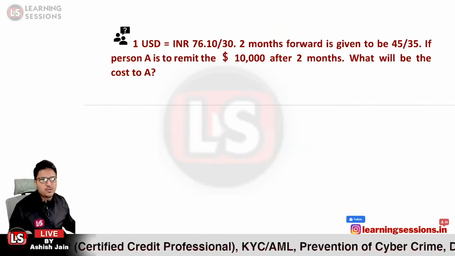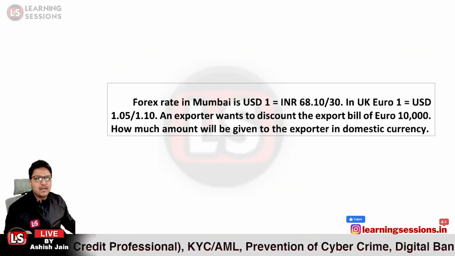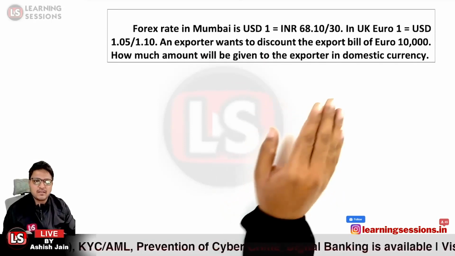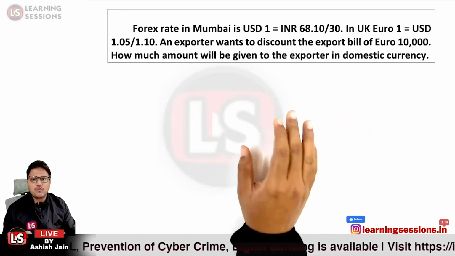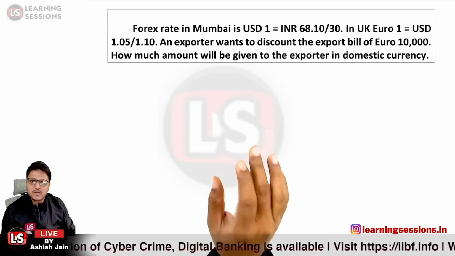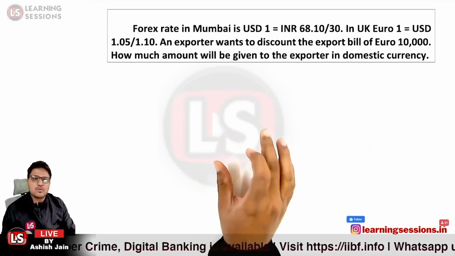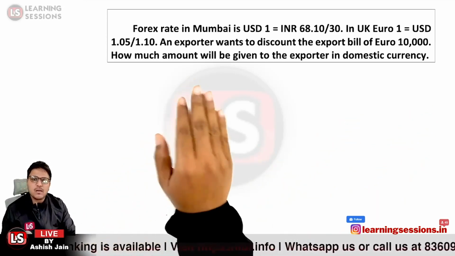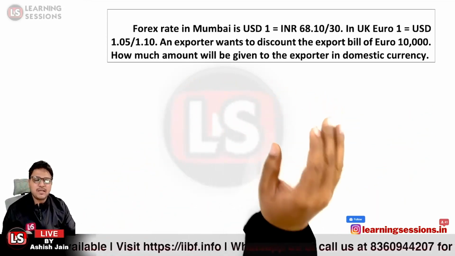Now let's move to another question. It says the Forex rate in Mumbai is given to be USD 1 at this particular rate. In UK, Euro 1 is given to be 1.05/1.10. An exporter wants to discount the export bill of Euro 10,000. How much amount will be given to the exporter in domestic currency?